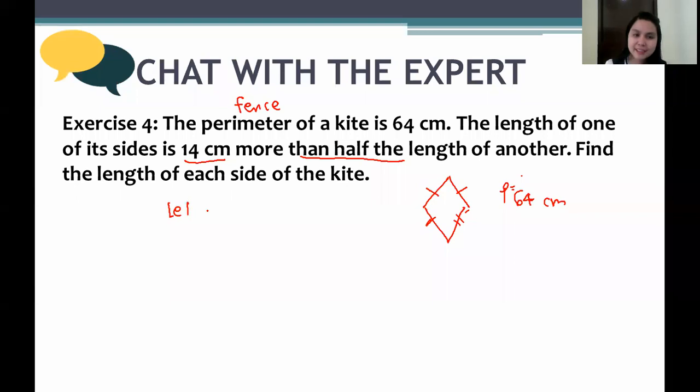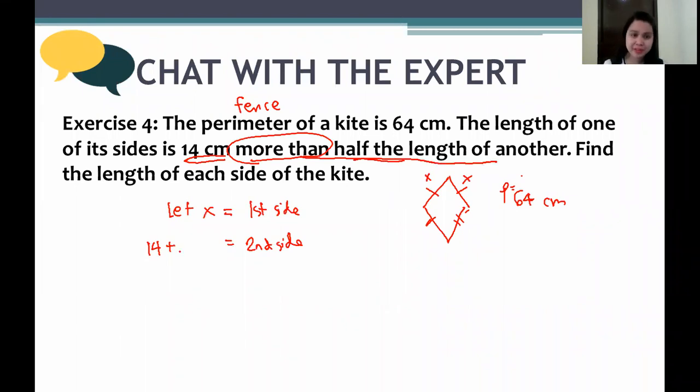So we say, let X be the length of the first side. This one, X and X. What is the length of the second side? You read again, 14 cm more than means plus. So 14 plus half the length of another. That's one half of X. This is now the second side. Find the length of each side of the kite. If it is a kite, these two are X because they are congruent. Well, the other two are 14 plus one half X. The other one is congruent, so it's 14 plus one half X still.